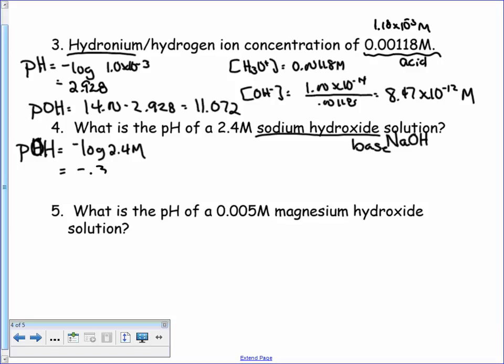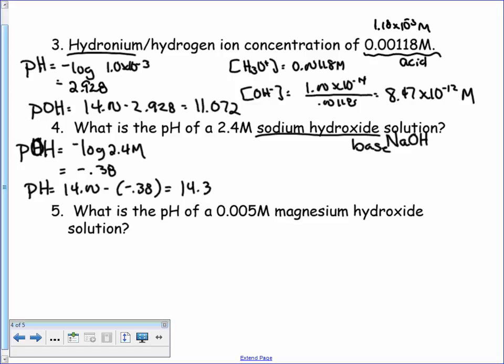The pOH is negative 0.38. Yes, negative 0.38. Two significant digits, two decimal places. So then to calculate pH, pH is equal to 14 minus negative 0.38. And that gives us 14.38.